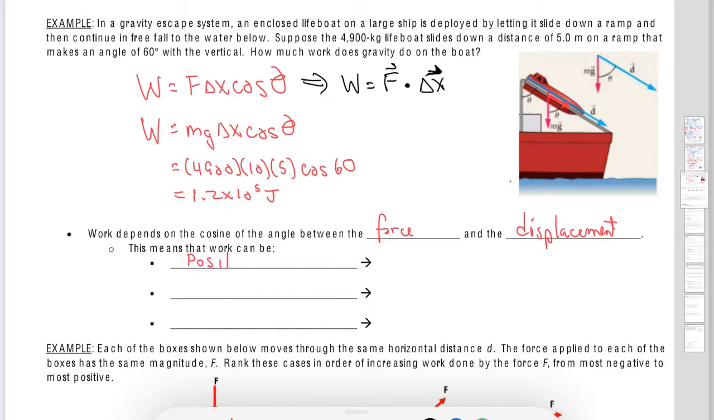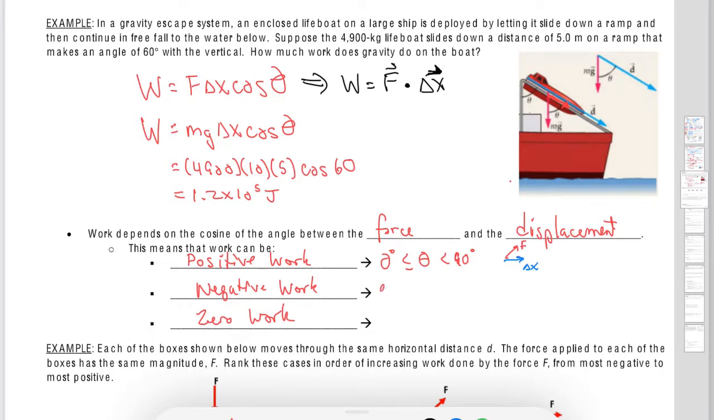So you can do positive work, you can do negative work, or you can do zero work. Positive work is done when your angle between them is between 0 and 90. If you want a quick little diagram, that would be delta x this way, and force up at an angle. And so that would be positive work.